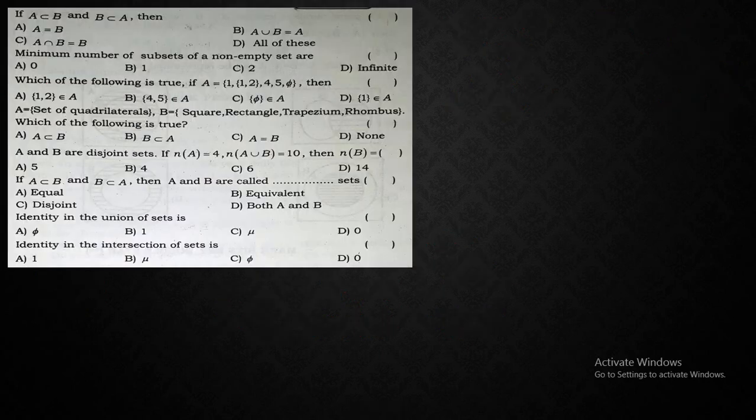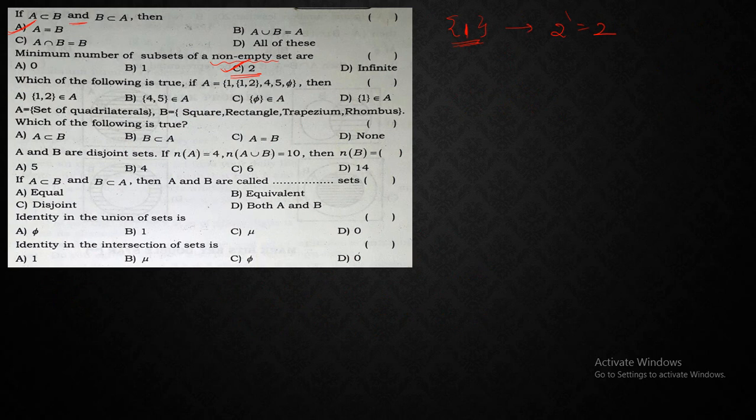Next, moving on to one more question. If A is a subset of B and B is a subset of A, both things happening at the same time, then directly A is equal to B. Minimum number of subsets of a non-empty set: what is meant by a non-empty set? It means it should not be an empty set. So the minimum number of elements in a non-empty set is 1. So the total number of subsets is 2 power 1, which gives me 2. So the answer is 2.